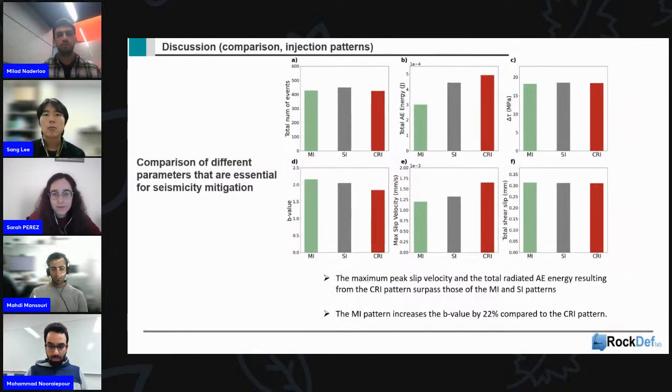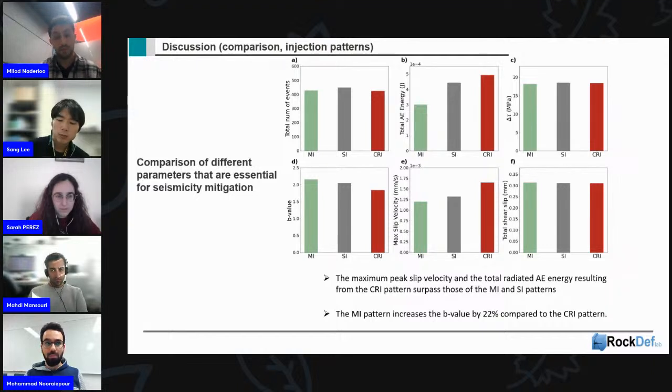So I captured all those important parameters, like the number of earthquakes you are producing, the energy of all those earthquakes, the maximum slip velocity, and the b-value that shows how many large earthquakes or small earthquakes you have. Wrapping up all of this, it shows the maximum peak slip velocity and total radiated energy resulting from the cyclic one is more than the monotonic and stepwise ones. This tells us, of course fundamentally as a lab scale result, that if you want to inject in a faulted porous medium, you should be careful if you want to do it in a cyclic way.